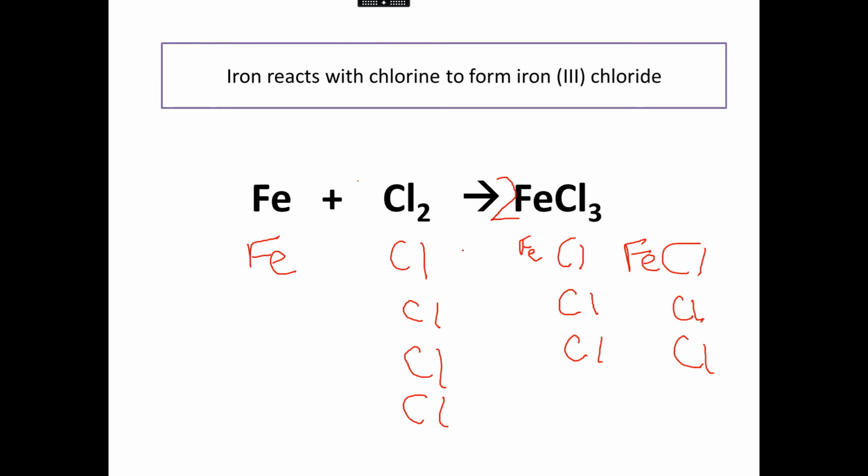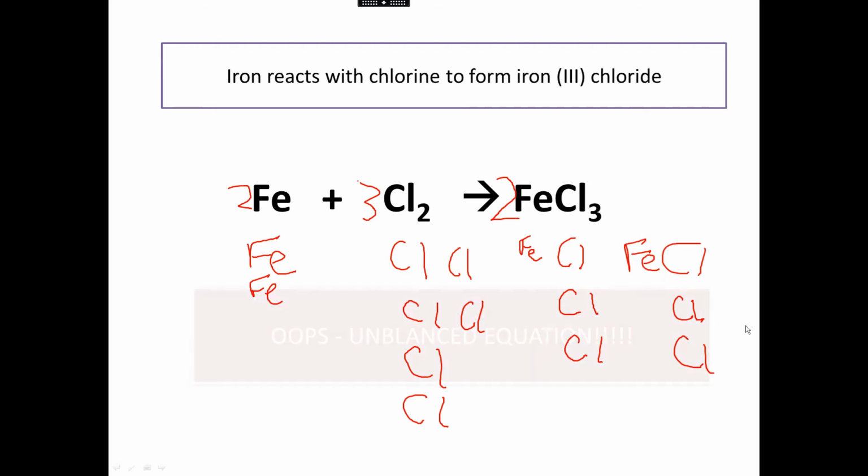I need another 2 Cls over here. So that's a third lot of Cl2. Right? So it takes 3 lots of chlorine to balance 2 lots of FeCl3. But I've got 2 Fe's on this side, so therefore I need 2 in front of that. So that is now the balanced equation. 2 lots of iron react with 3 lots of chlorine to make 2 lots of FeCl3. So a quick bit of revision of balancing equations for you there.